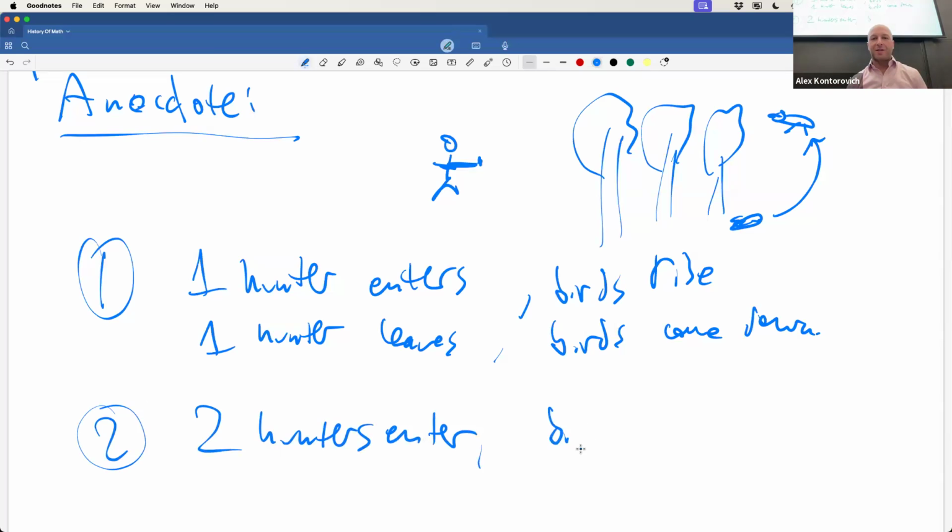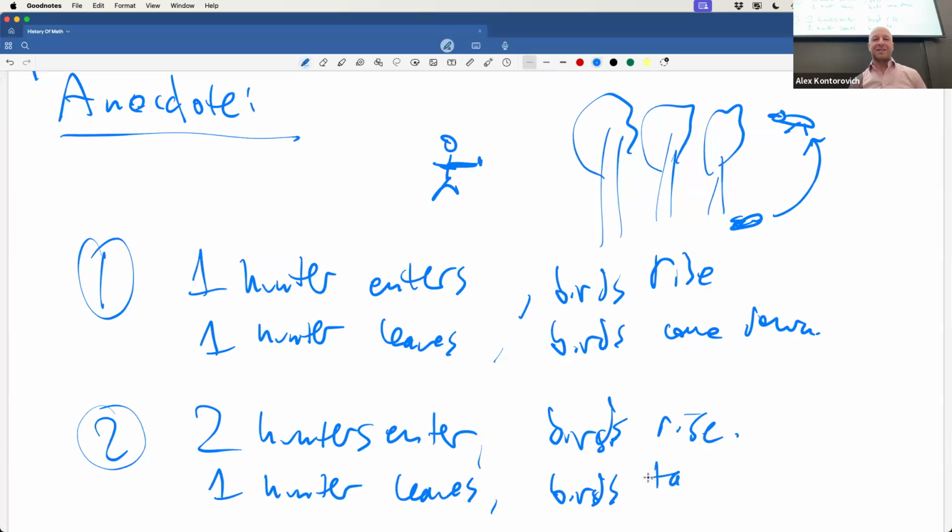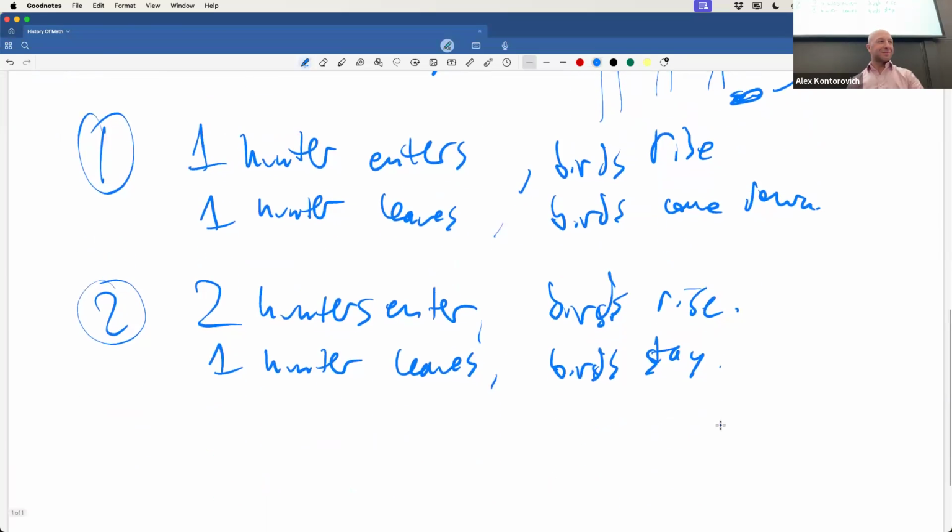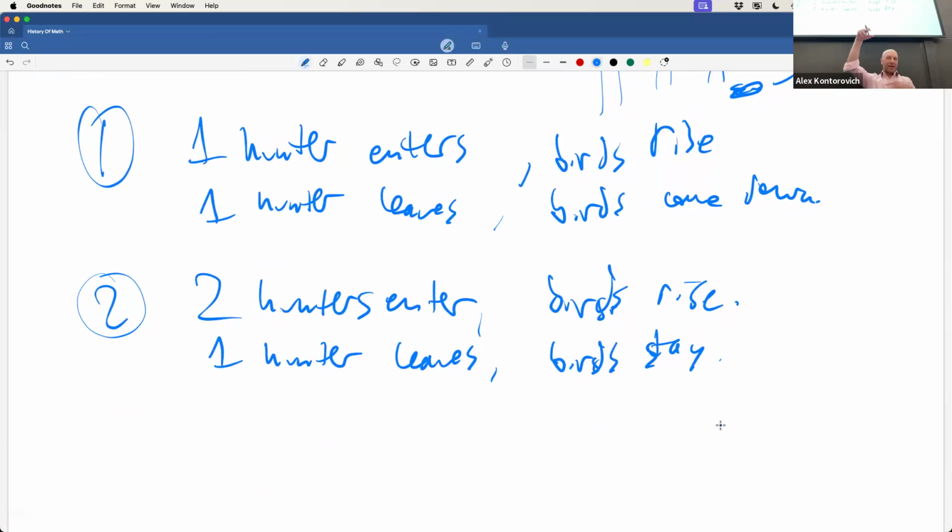The birds see the hunters coming in. They rise. One hunter leaves. Any guesses? The birds stay up. It's not safe yet. They're high up in the trees, so they can't actually see the hunters, but they can see that in the clearing, 1 hunter is left. They saw 2 hunters come in. 1 hunter is left. Not enough. They wait. The other hunter leaves. The birds go down.